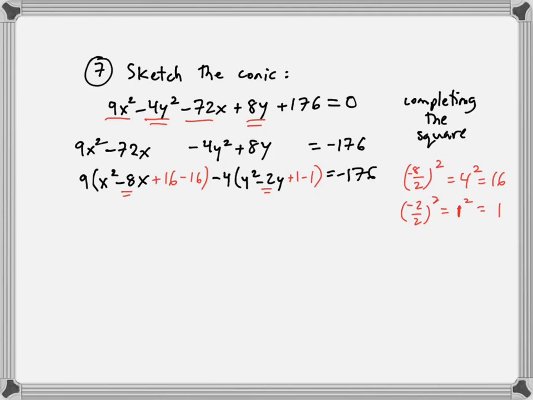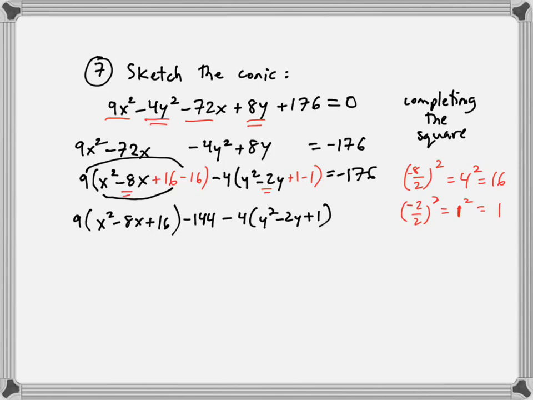Now what? I factor this guy. Well actually, let me not factor it first. What I'm going to do is I'm going to break this guy out. What's 9 times negative 16? It's negative 144, right? So negative 144. Minus 4 times y squared minus 2y plus 1. And then I'm going to break this guy out. Negative 4 times negative 1 is positive 4. So this is what we have.